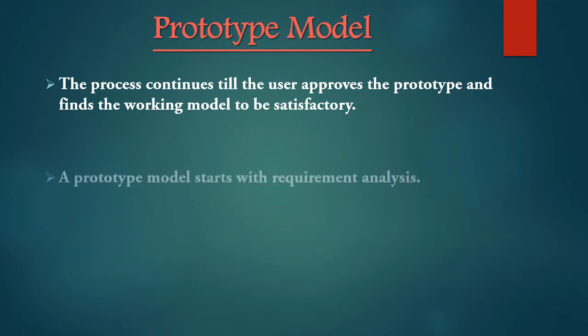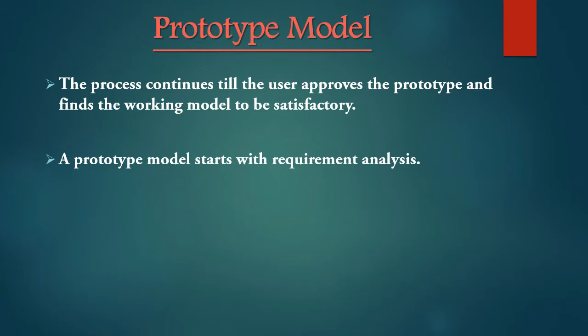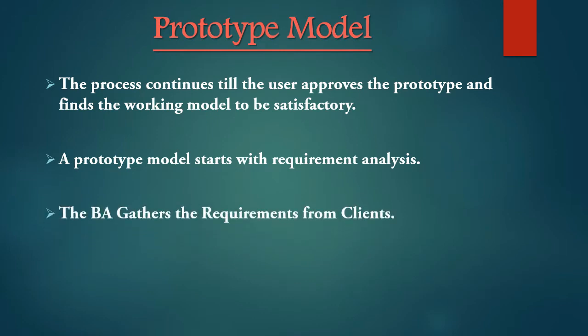A prototype model starts with the requirement analysis. The BA collects the requirements from the clients, and according to the requirements, we are going to build a prototype software. Then the BA gathers the requirements from client. As we all know, the client sends the requirements in the form of CRS to the business analyst.